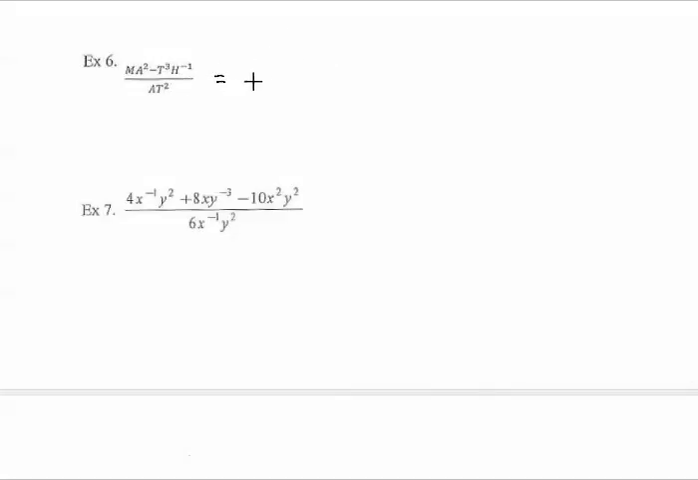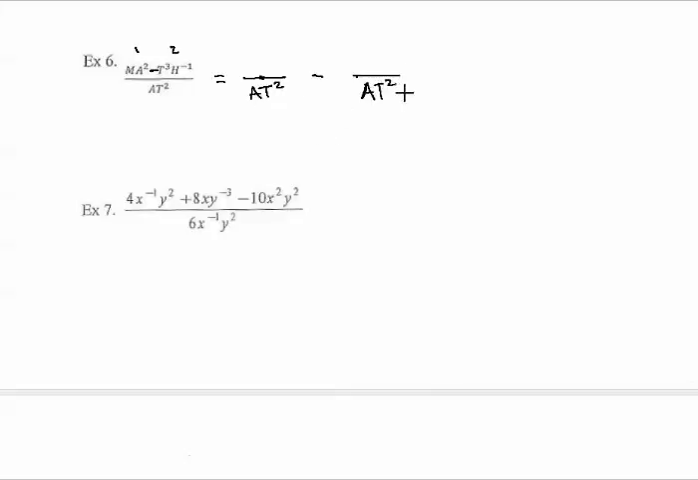Example 6. Notice that there are two terms, 1 and then a t cubed h to the negative 1. That's our second term, and in between them we have subtraction. So we're going to have one fraction subtract another fraction, and we're going to split it up this way because there's only one term in the bottom of the original rational expression.